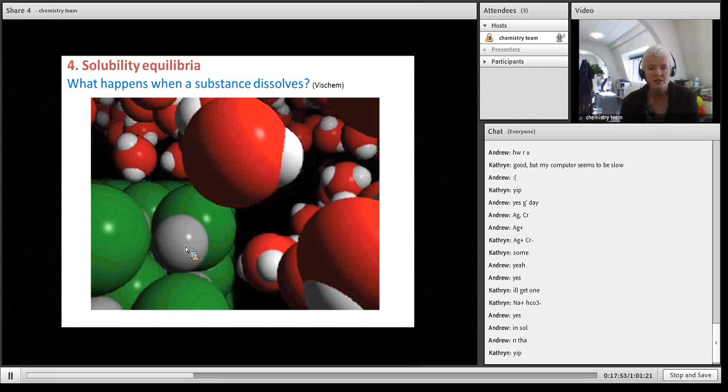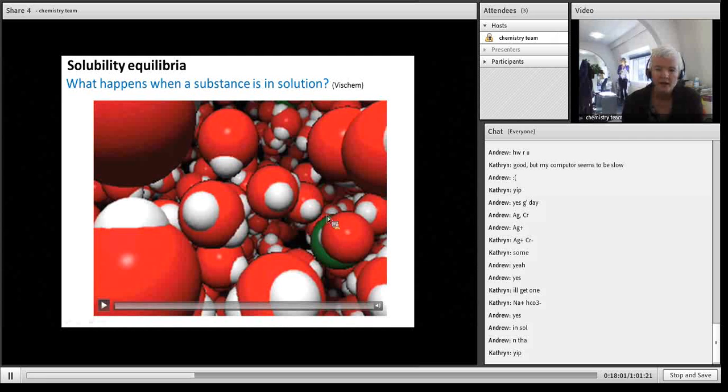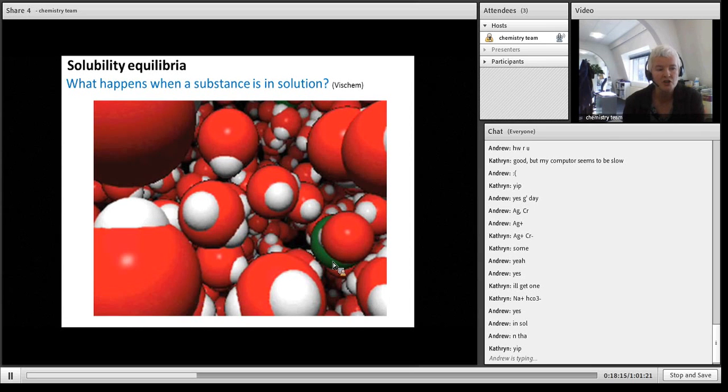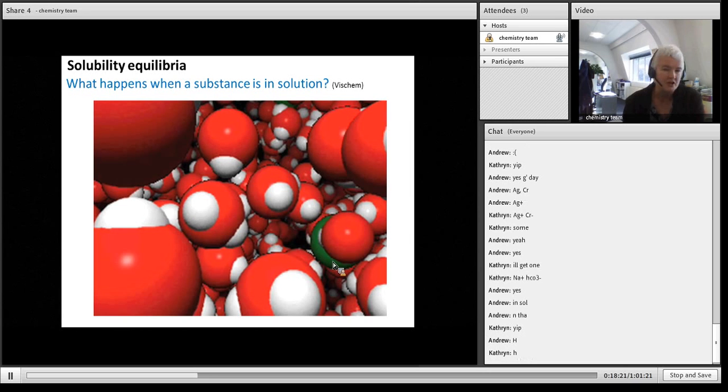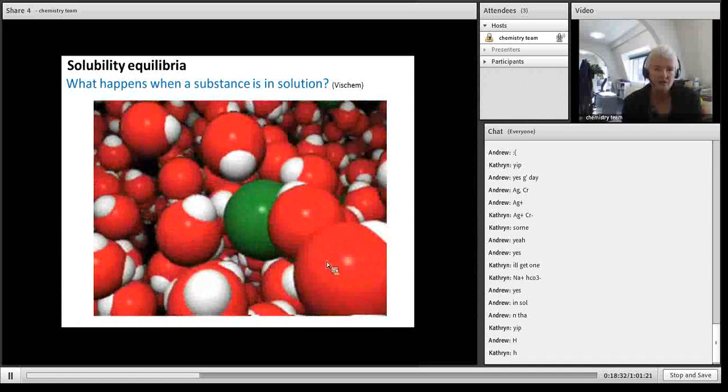If I go to the next one, this is showing when a substance is in solution already. So can you see, here's my chloride ion, this green one, and can you see how my water molecules have actually surrounded it? What is closest to that green negative ion? Is it the hydrogens of the water molecule, which are white, or the red oxygens? What's trying to surround it? It's the hydrogens, okay, the white ones, they're sort of closest. So this is sort of showing what's happening. Remember, everything's moving around. Every ion is hydrated, so can you see that hydration around there?